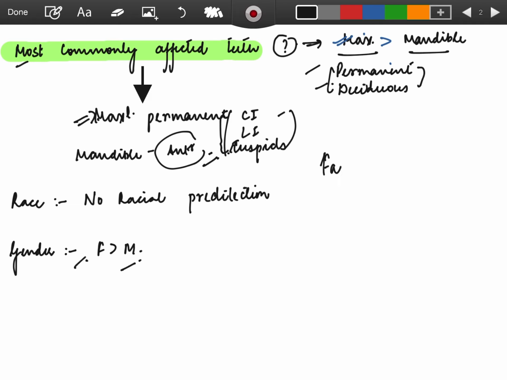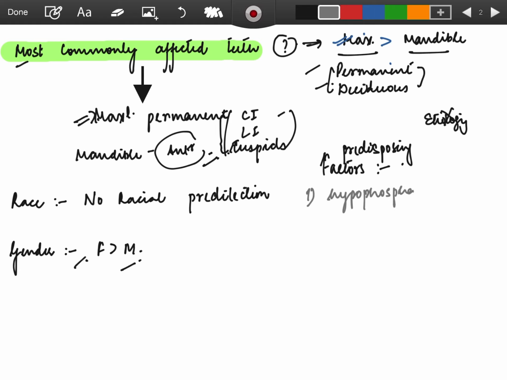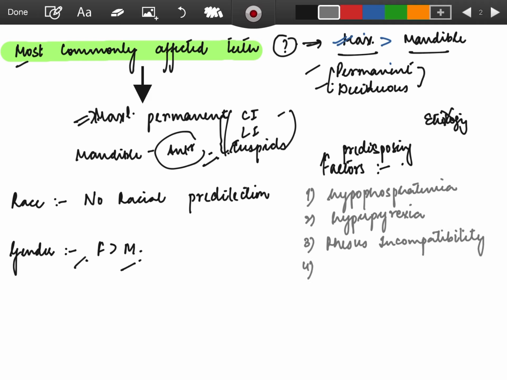We don't know the definite cause of ghost teeth or regional odontodysplasia, but there are several predisposing factors. First is hypophosphatemia, a generalized condition in which there is a decrease in the amount of phosphate in blood. The second is hyperpyrexia, and the third is rhesus incompatibility. It may also occur due to drug consumption during pregnancy, or if there is some local infection.